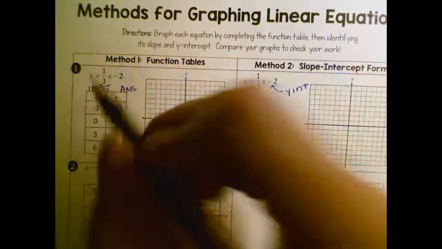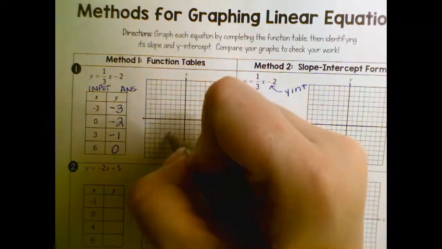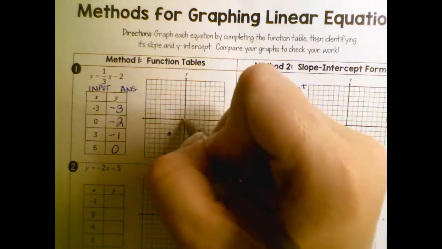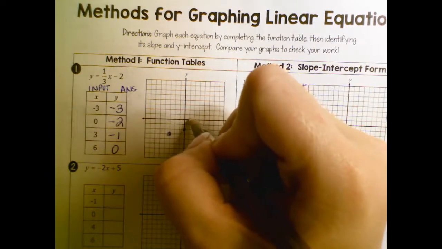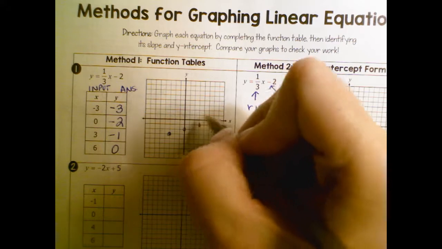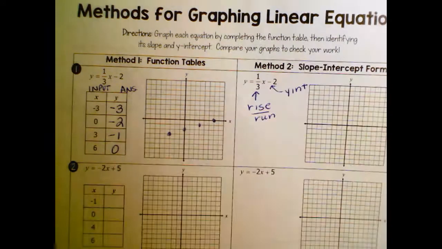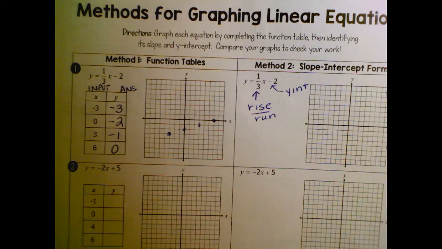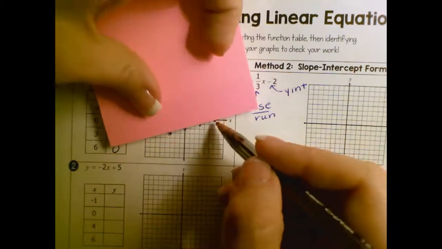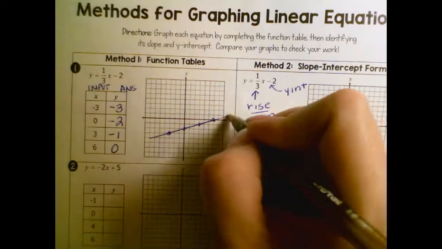Going ahead and graphing -3, -3, 0, -2, 3, -1, and 6, 0. I'm going to connect those points into a straight line.